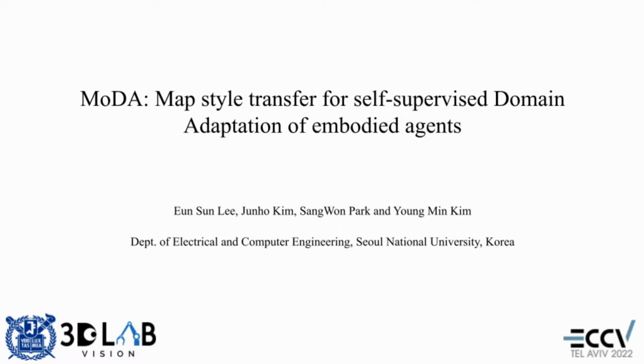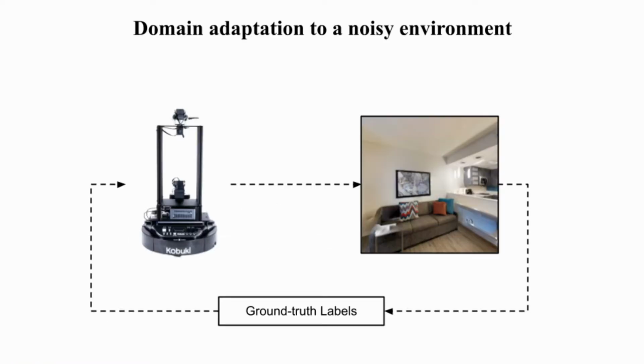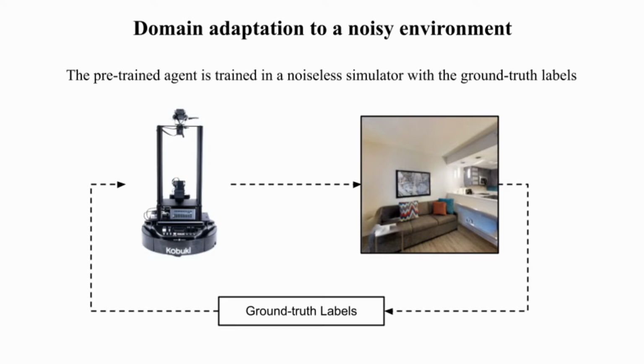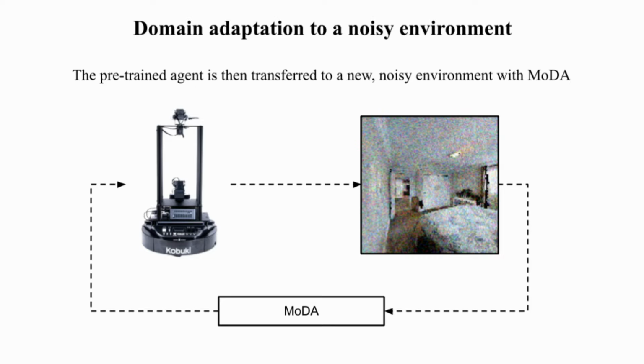I'd like to present our paper MoDA, Map Style Transfer for Self-Supervised Domain Adaptation of Embodied Agents. The main goal of our paper is to adapt a pre-trained embodied agent to a new domain. First, we train a visual navigation agent in a noiseless simulator given the ground truth labels. Then we transfer the agent to a new noisy environment with both visual and dynamics corruptions with MoDA.